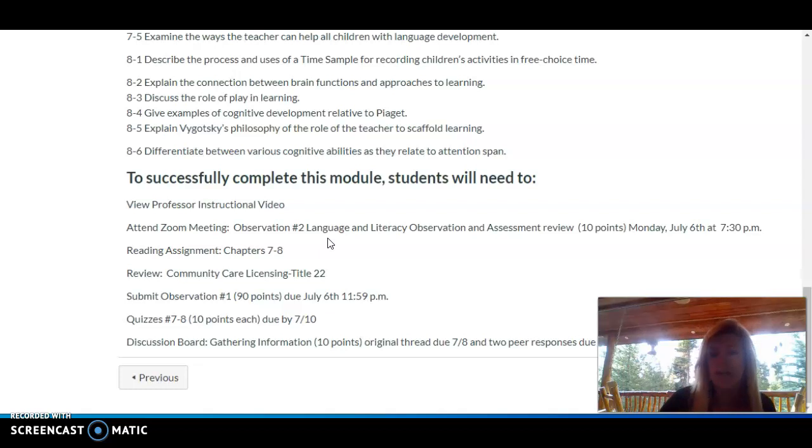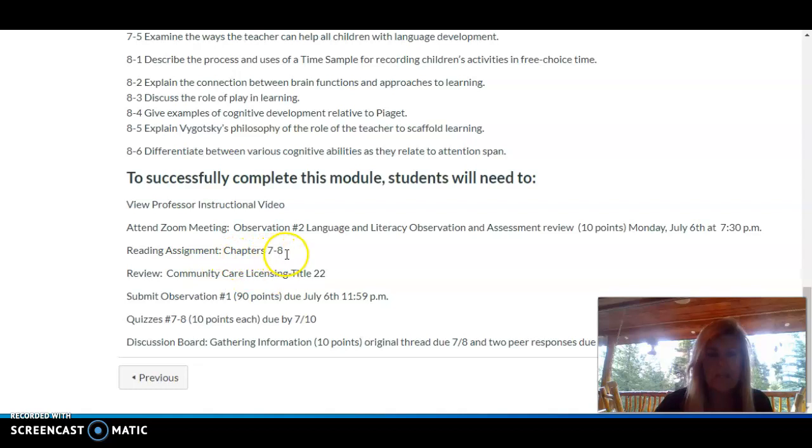Okay, so we'll go over that in detail on July 6th. When you're attending, you will receive 10 points for participation points. Again, I teach 2 sections of this course. One is at 6 o'clock and one is at 7:30. Those are the 2 times that those will be offered.